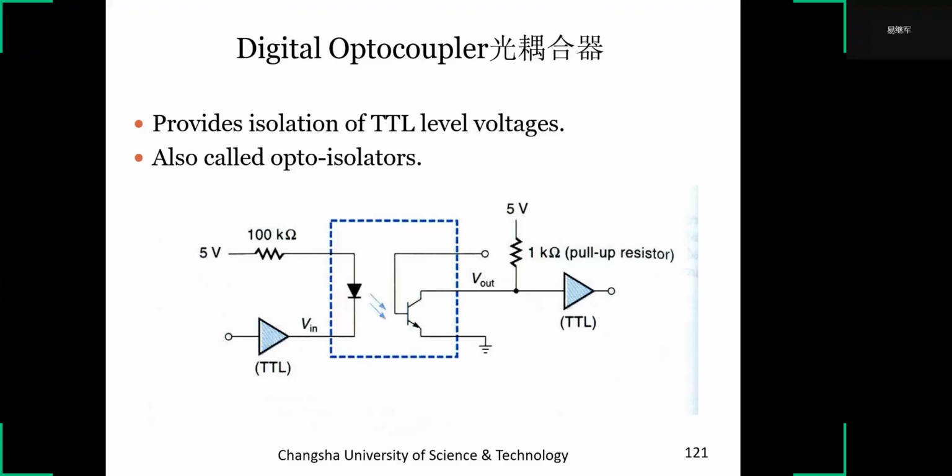Digital opto coupler. If we want to isolate the signal, we often use the opto coupler. This is a signal from the outside. When the signal comes here, the LED is lighted. The light makes this circuit pass.